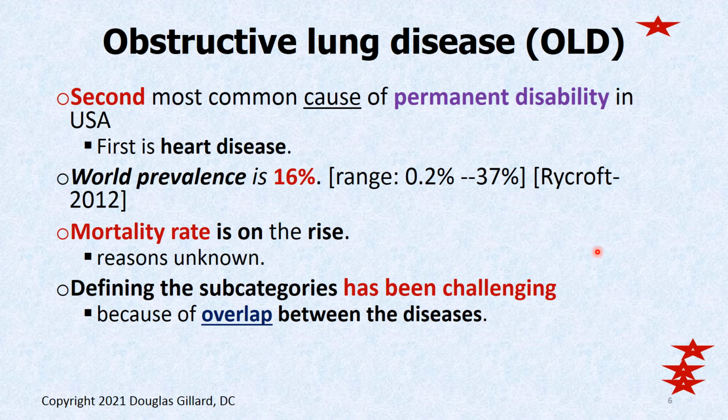Now let's turn our attention back to obstructive lung disease. It is the second most common cause of permanent disability, not death, but permanent disability in the United States, only behind heart disease. So this is a huge problem. The world prevalence of treatable obstructive lung disease is 16%. That's a huge problem. The mortality rate has been worsening. We're not sure if it's environmental factors, or what the story is behind that. And categorizing the different obstructive lung diseases is challenging because there's overlap between the conditions.